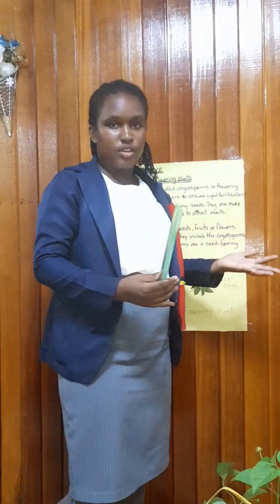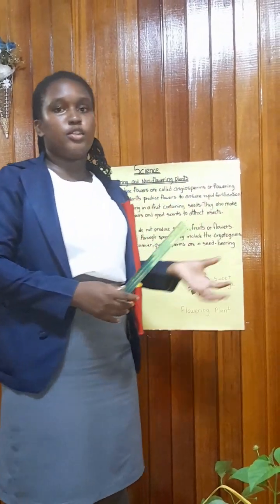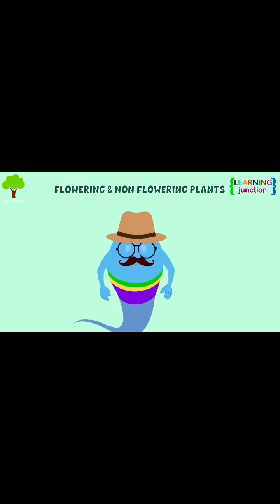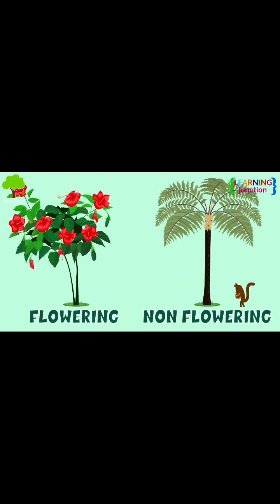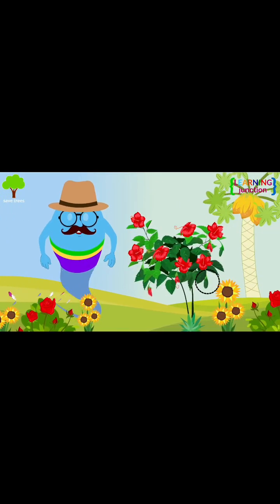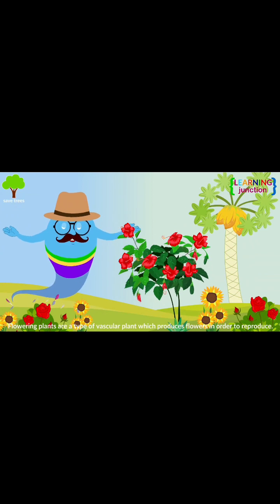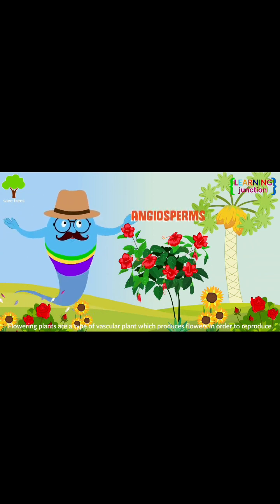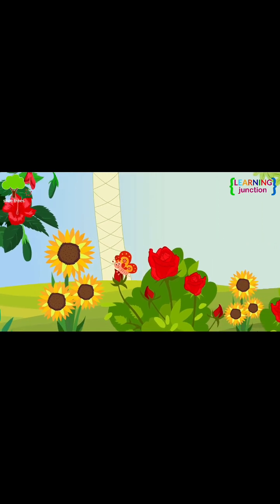Now we'll watch a video on flowering and non-flowering plants. Learn about flowering and non-flowering plants. Flowers look so lovely. These are the fruits of the flowering plants. There are small seeds inside the fruits. Flowering plants are a type of vascular plant which produces flowers in order to reproduce. Scientific name for the flowering plants is angiosperms. You'll notice the flowering plants easily. These plants are the dominant and most familiar group of land plants.